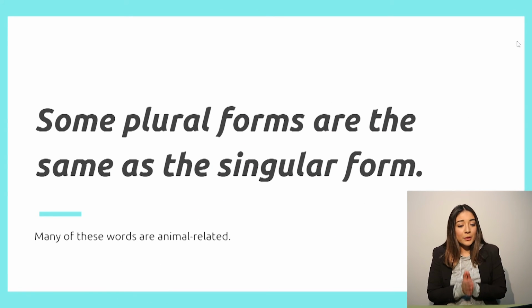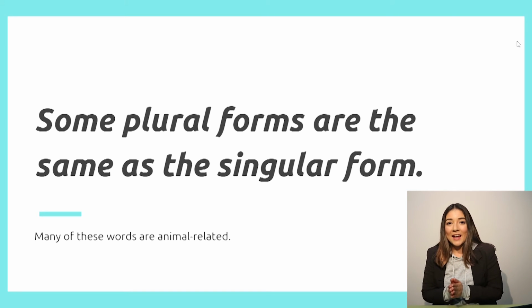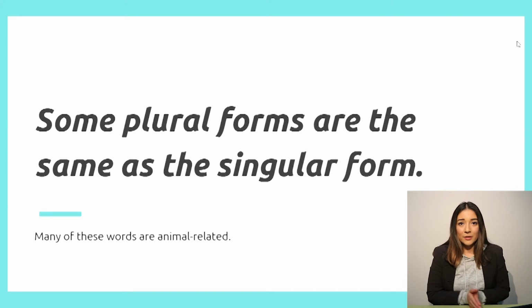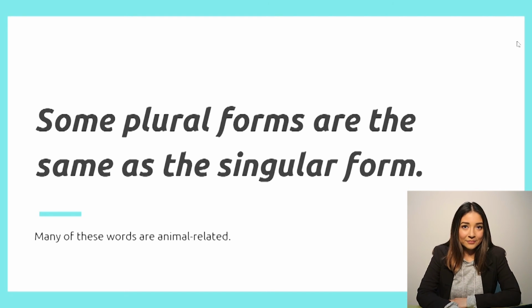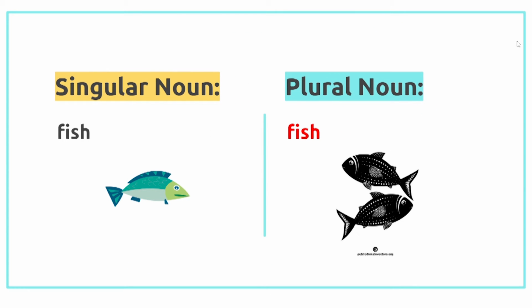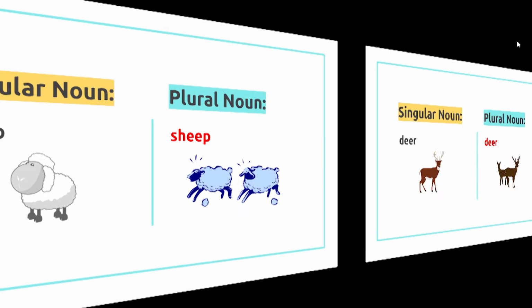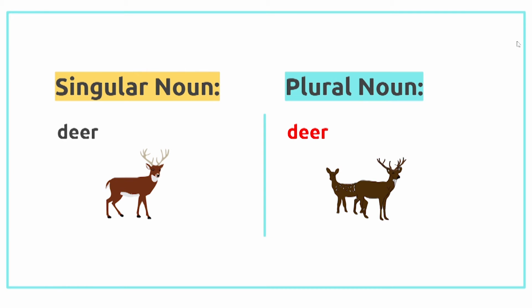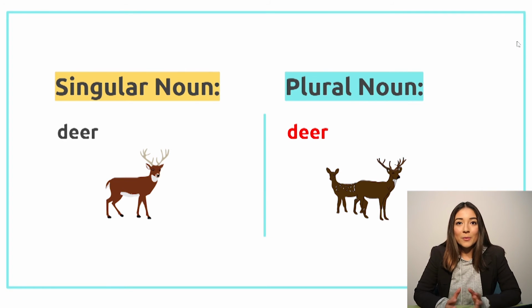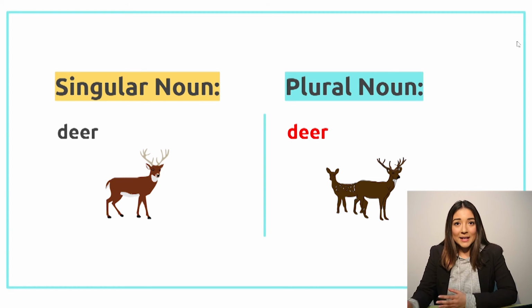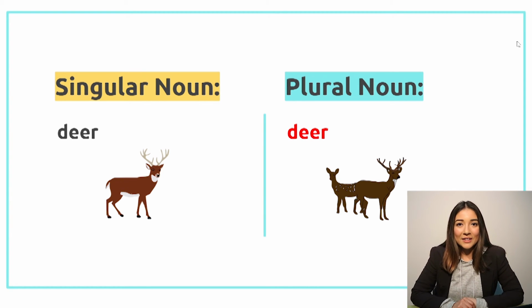Now, there are some plural forms which are the same whether they are singular or plural. Many of these words are animal related. For example, the plural of fish is fish. The plural of sheep is sheep. The plural of deer is deer. So when you're writing the plural form of an animal and you're not sure if the singular form changes when making it plural, it would be good to check your dictionary.